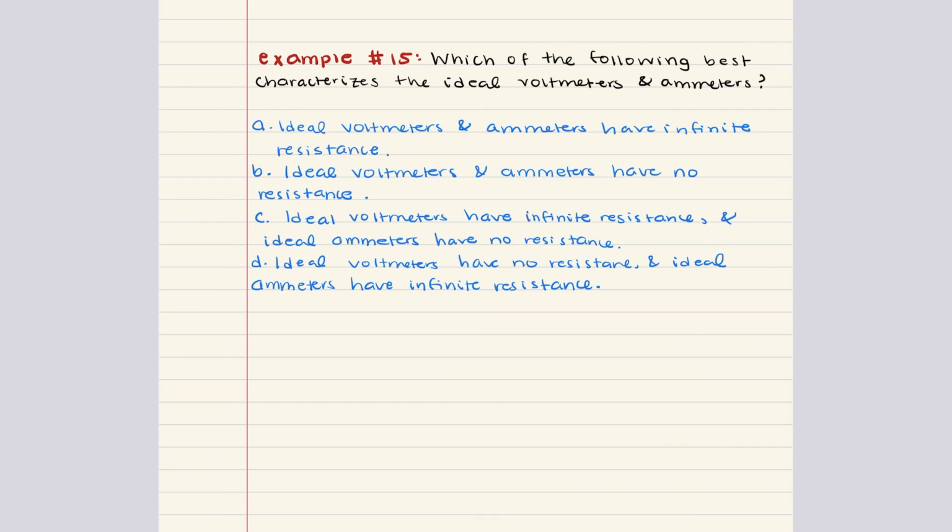Keeping that in mind, ideal voltmeters then have infinite resistance, and ideal ammeters have no resistance, and that makes the correct answer for problem 15, answer choice C. And with that, we've completed our practice problem set.